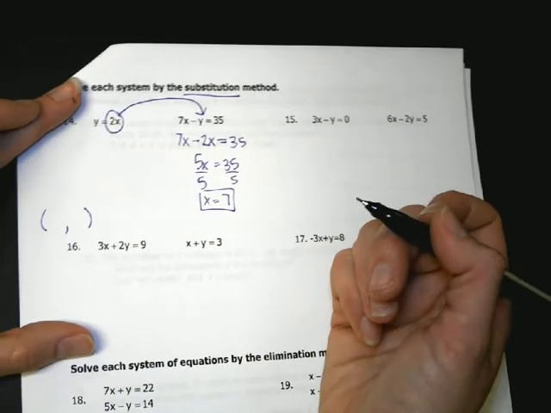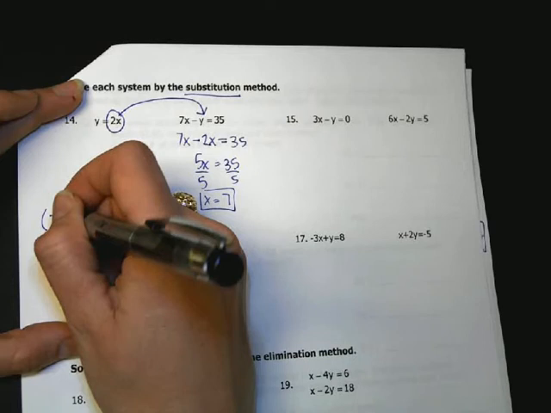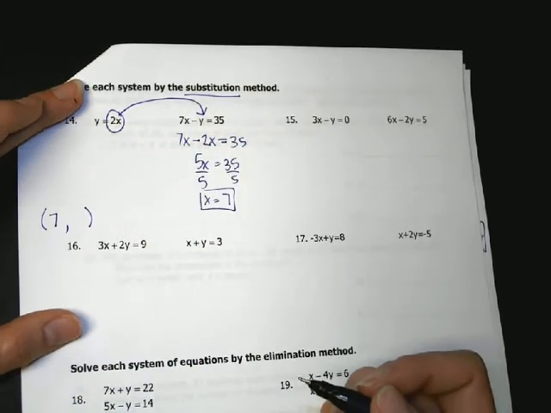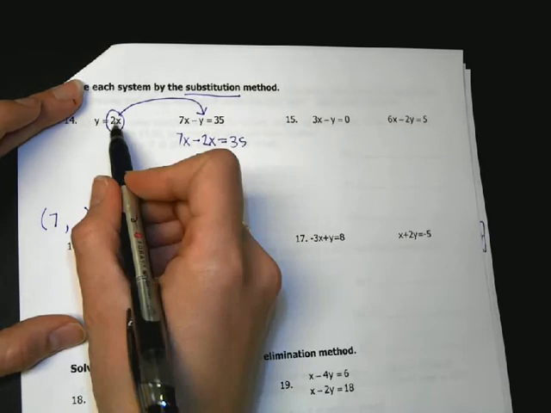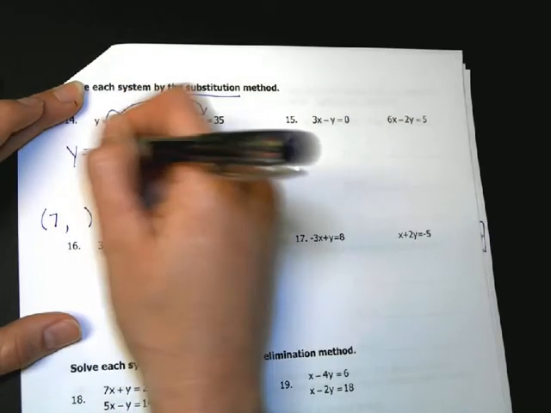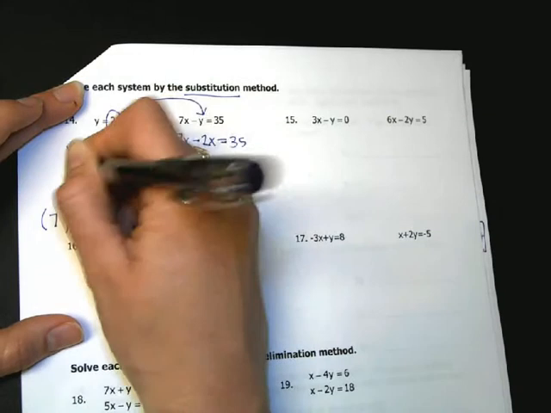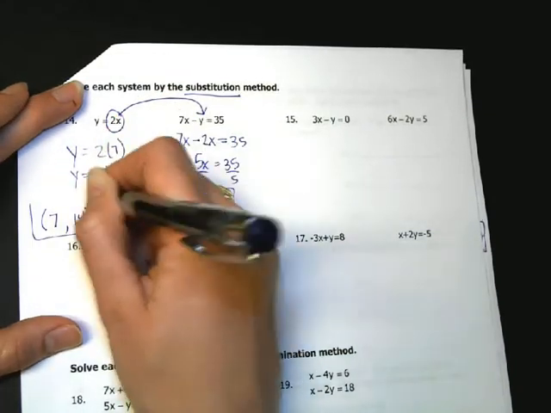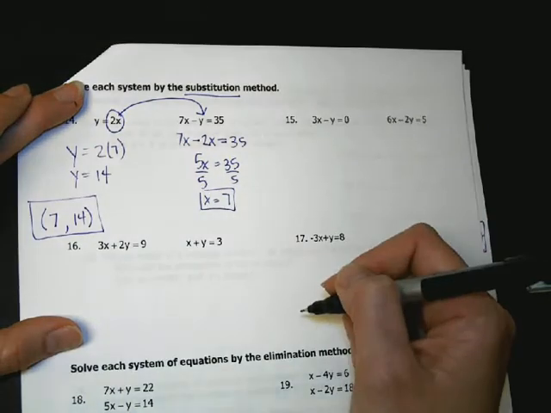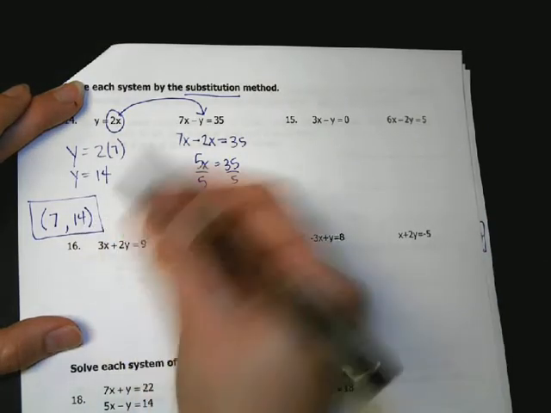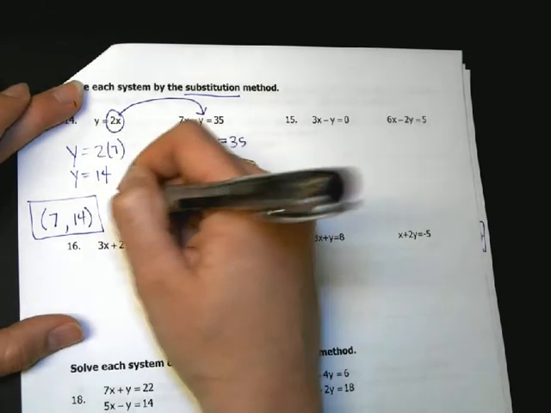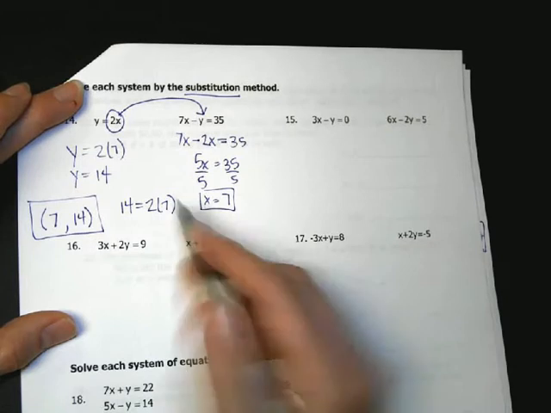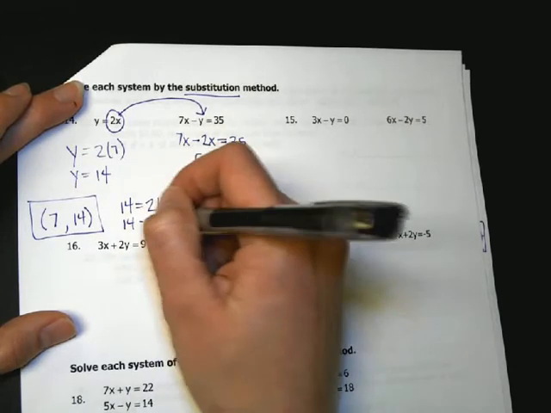In order to find y, we plug in to either one of our equations. I'm going to plug into this one because it's the easiest. y equals 2 times 7. So y equals 14. So my solution is 7 comma 14. If I wanted to double check, what I would do is plug that back into one of my equations. So the y is 14 and the x is 7. And you can check to make sure that you get a true statement here. 2 times 7 is 14. 14 equals 14. That's right.